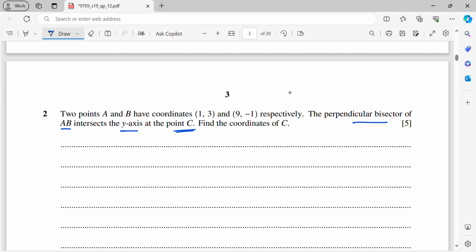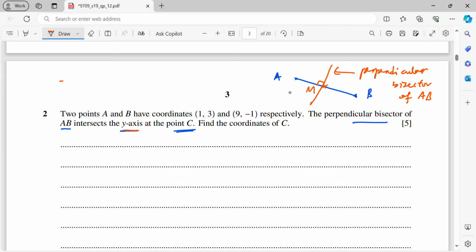Basically, let's say this is 1, 3, and 9, minus 1. So here are the two points. Perpendicular bisector of AB means that you need to bisect AB, meaning you need to find the midpoint, and make sure it is perpendicular. So here is 90 degrees. This is the line, this is the perpendicular bisector of AB.